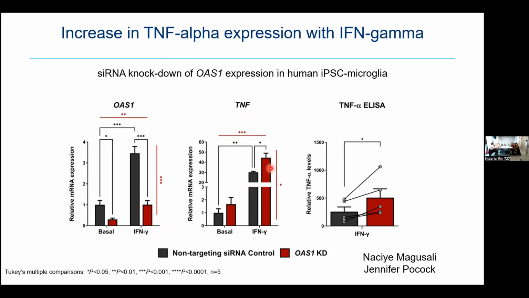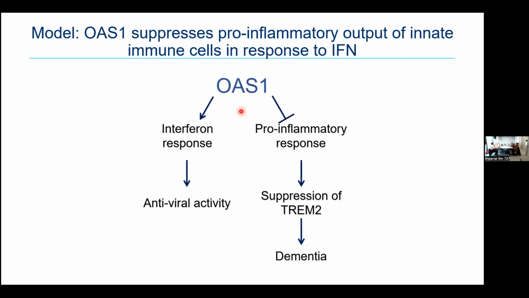So there's a significant increase there, both at the mRNA level and at the protein level as well. So this brings us to the model where OAS1, as well as controlling antiviral signaling, is also involved in controlling the pro-inflammatory output of innate immune cells. So if you have lower levels of OAS1, you're going to get a stronger pro-inflammatory drive, things like TNF-alpha, and that's going to lead to dementia by a variety of routes.